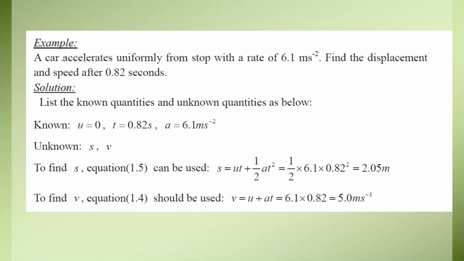So this question is related to the equations of motion. A car accelerates uniformly from stop with a rate of 6.1 meters per second square. So acceleration is given. If it was a deceleration, if they used the term deceleration, we'd substitute it as negative. But because it is acceleration, we'll take it as positive. Find the displacement and the speed after 0.82 seconds. This is a horizontal motion. Remember one thing, for horizontal motion, the acceleration is not equal to gravity or 9.8 meters per second square. If you take 9.8, it will be considered wrong.